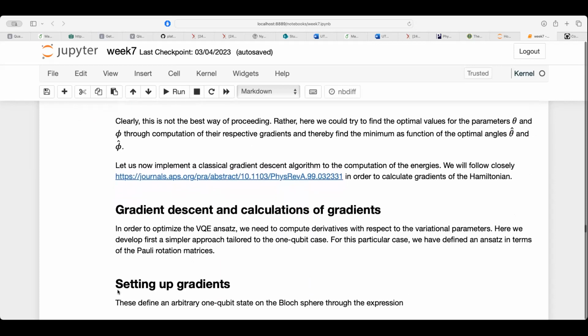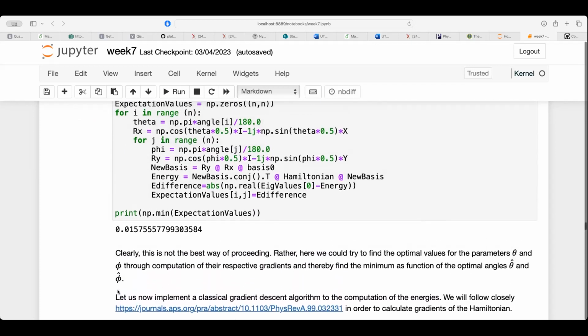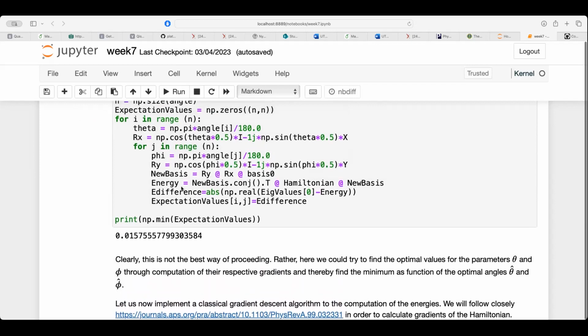There is a way to calculate the derivative of the energy. So if you look at what I did here, it was just to calculate the energy and then compare that one to the exact result which you see here.